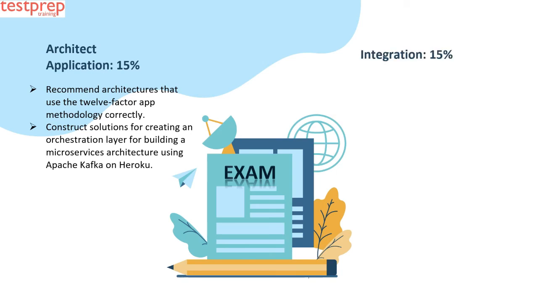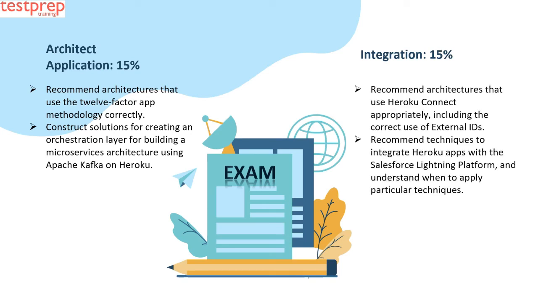Number 6, Integration, 15%. It contains: first, recommend architectures that use Heroku Connect appropriately, including the correct use of external IDs. Second, recommend techniques to integrate Heroku apps with the Salesforce Lightning platform, and understand when to apply particular techniques.